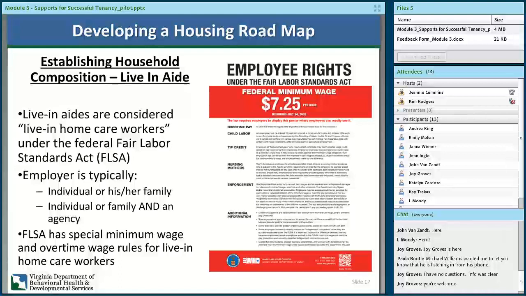Now, the Fair Labor Standards Act has special rules regarding how live-in home care workers are compensated in terms of minimum wage and overtime wages. So for more information on this issue regarding live-in aides and housemates, see the FAQ for Module 3.